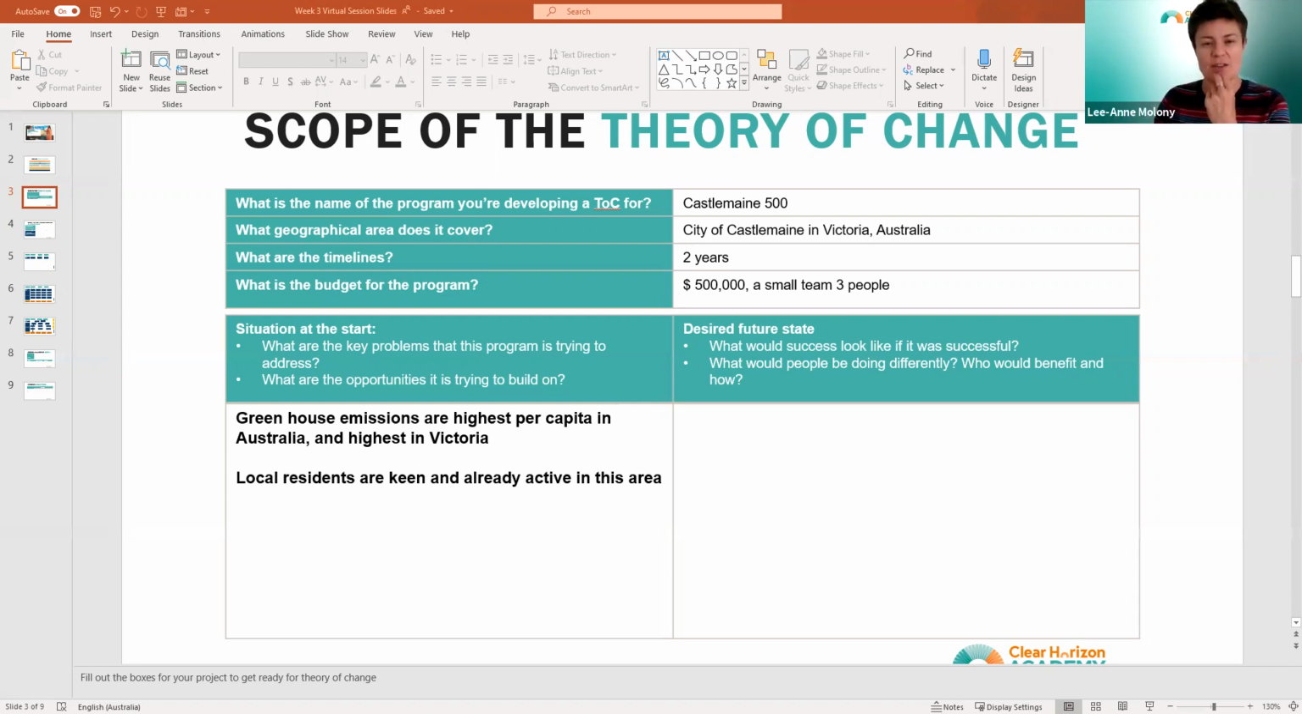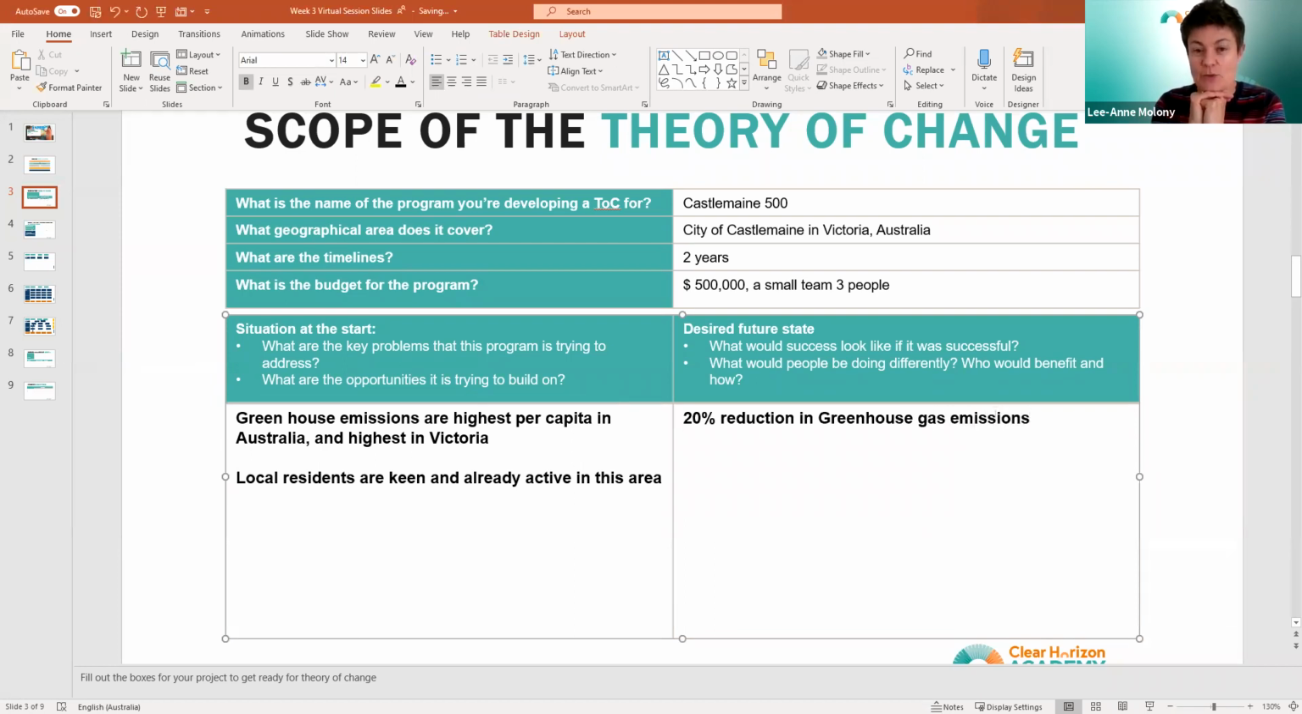So we're asking ourselves here, what would success look like if this program was successful? What would people be doing differently? There are no right or wrong answers here. Just have a go at providing some suggestions of what success might look like. A 20% reduction in greenhouse emissions. Excellent. Thank you, Winnie. Thanks for kicking us off. And that would be amongst the people who are participating in the program, not for Castlemaine as a whole.